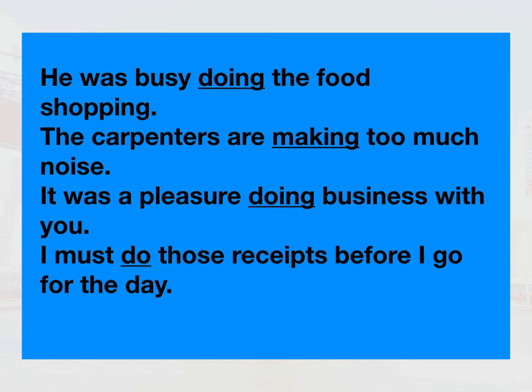He was busy doing the food shopping. The carpenters are making too much noise. It was a pleasure doing business with you. I must do those receipts before I go for the day. And in this case, it would mean to complete or finish whatever has to be done with the receipts. There would be other circumstances where you were creating receipts from scratch where you would use probably a phrasal verb like, I must make up those receipts before I go for the day.